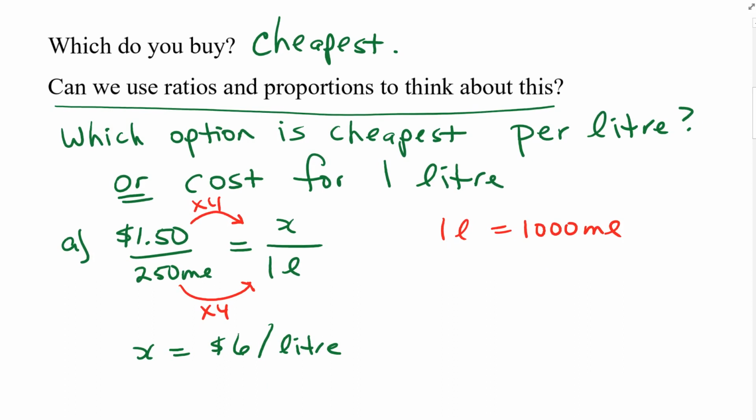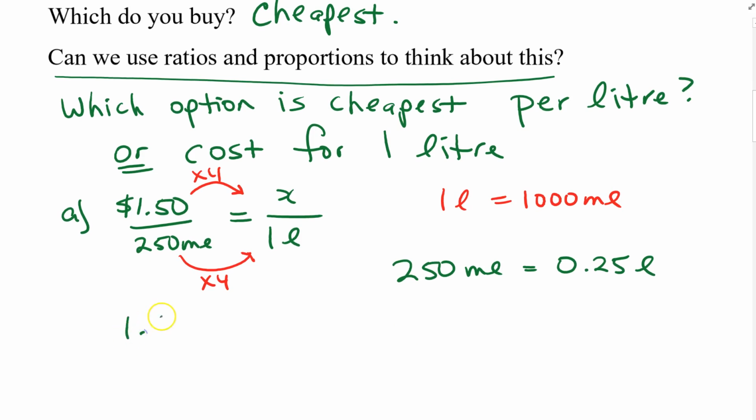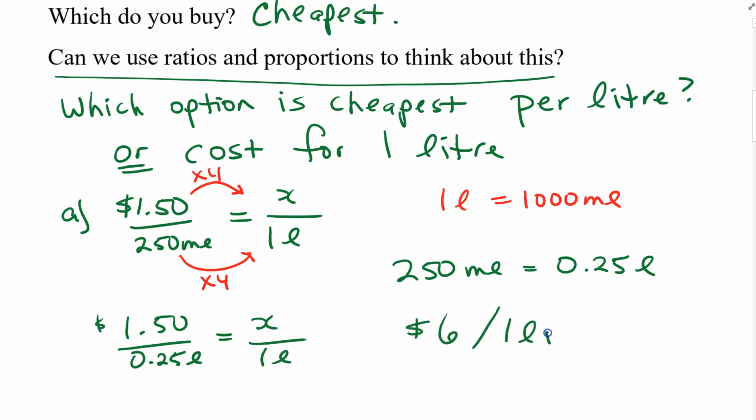Just in case you didn't like that times 4 method, you could realize that 250 milliliters is the same thing as 0.25 liters. Then I could have said $1.50 over 0.25 liters, because now my units are the same, and then do the cross multiplying. You would get the same answer. So for option A, the answer was $6 for 1 liter.